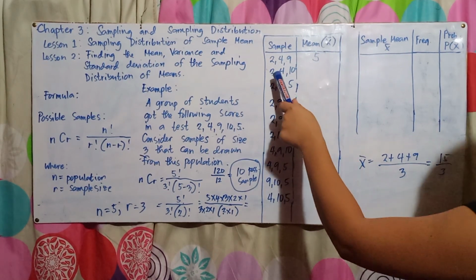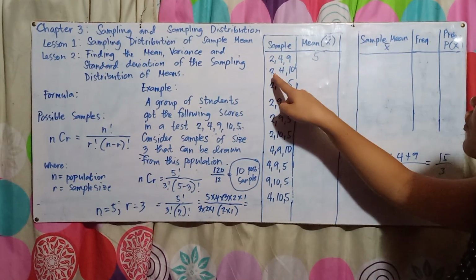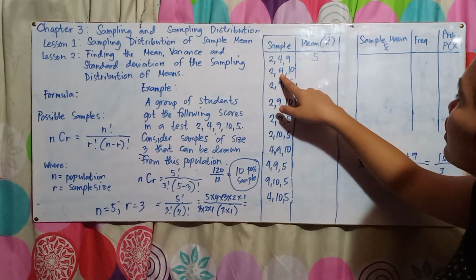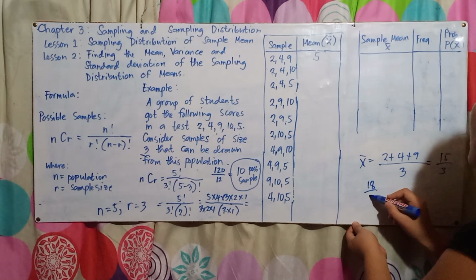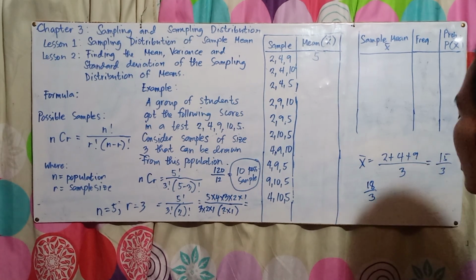Okay, next, the second sample: 2, 4, 10. 2 plus 4 is 6, plus 10 is 16. So that becomes 16 divided by 3.